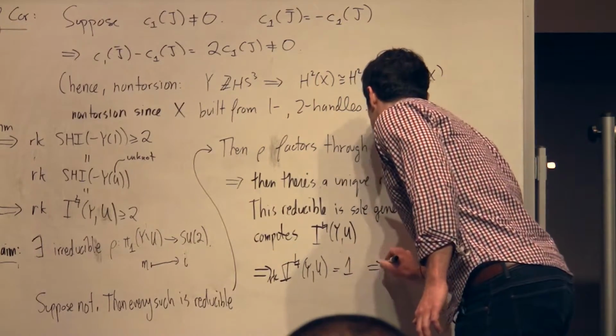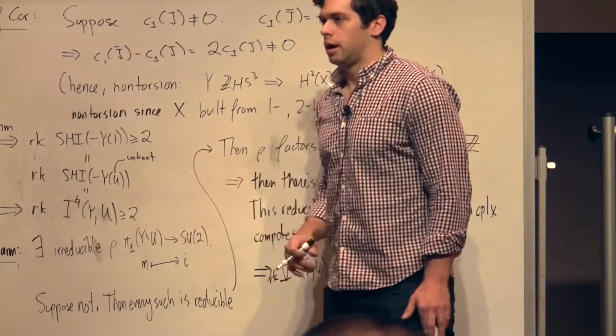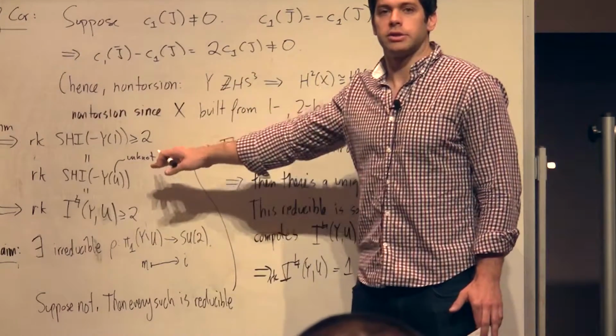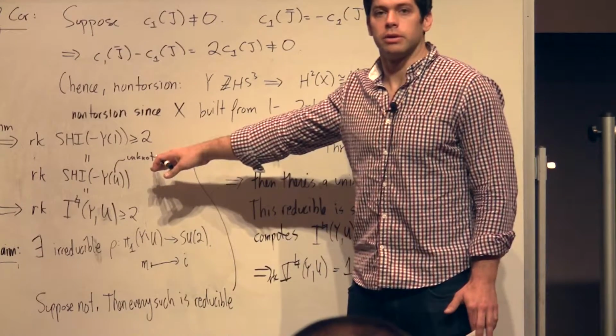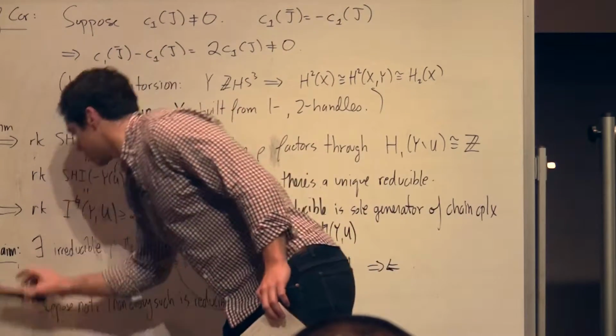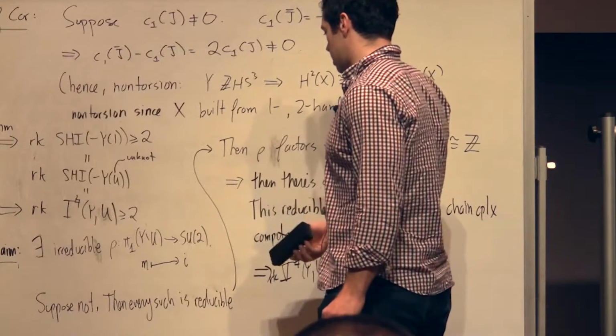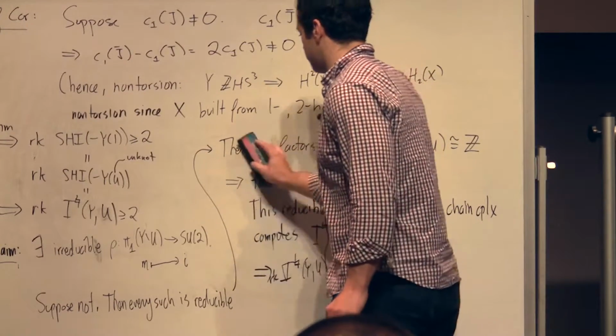But that's a contradiction, right? Because we've shown, due to the existence of these various Stein structures, that it has rank greater than or equal to 2. Okay? So, great. So we've proven this claim. It has to be some irreducible homomorphism from the complement to SU2 sending a meridian to I.